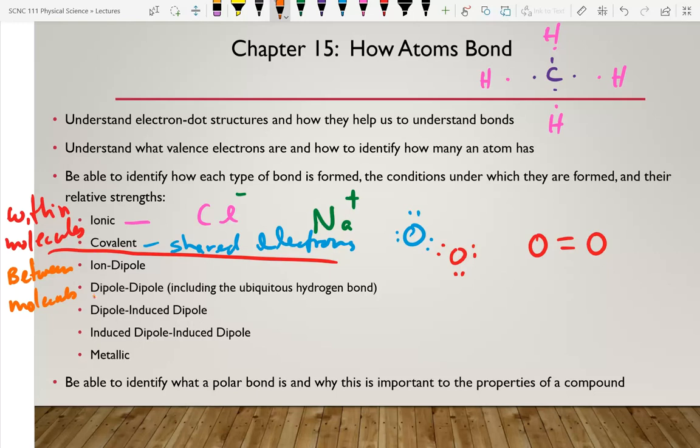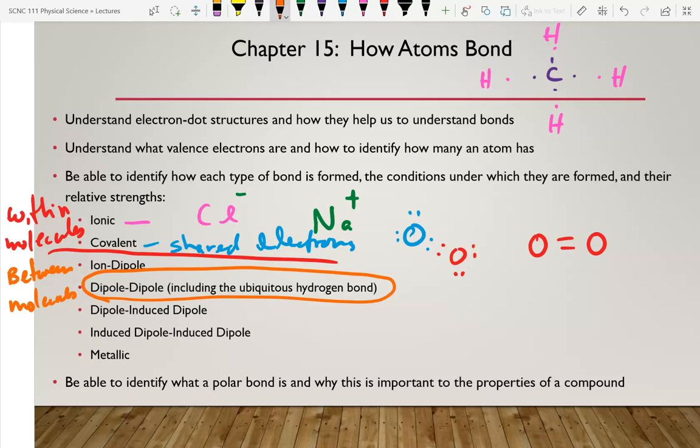So dipole is a reasonably strong kind of bond, and that's what happens with water molecules attracted to other water molecules. So that relatively strong dipole force between water molecules is what makes water have a reasonably high melting temperature. The melting temperature for water is 0 degrees Celsius or 32 degrees Fahrenheit. If they didn't have these dipole forces, it would have a much lower melting temperature.